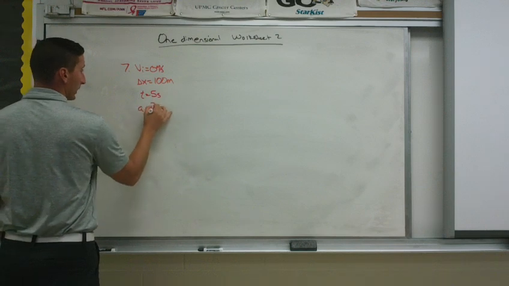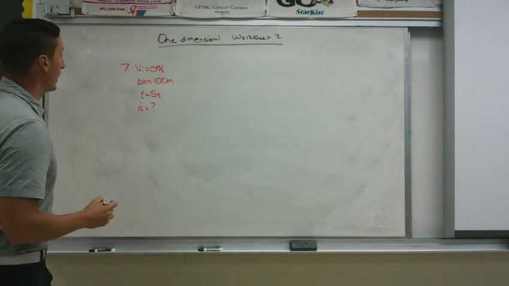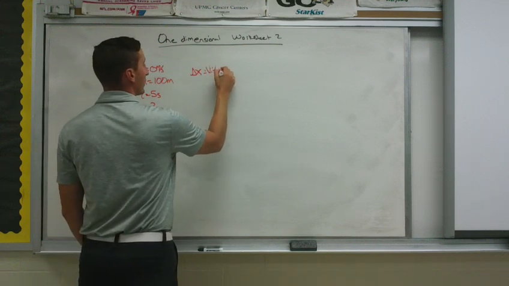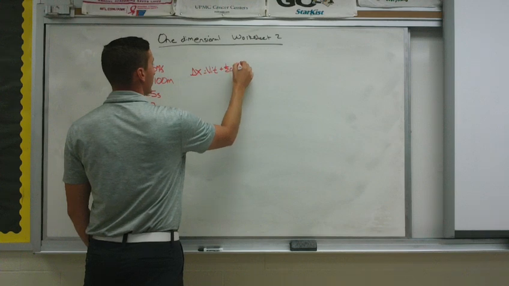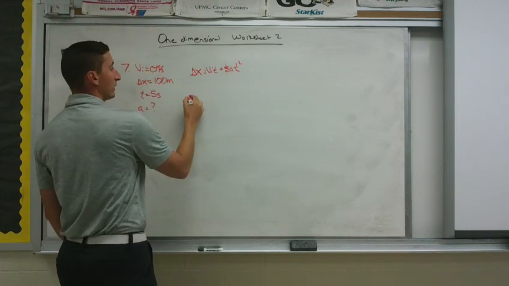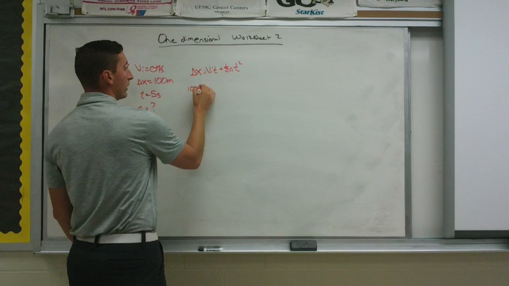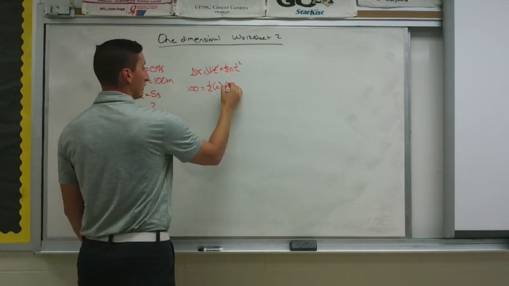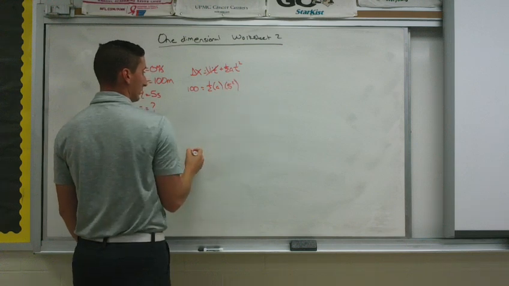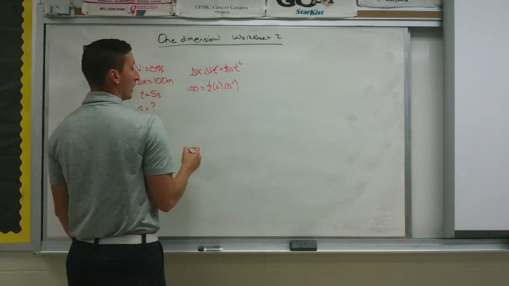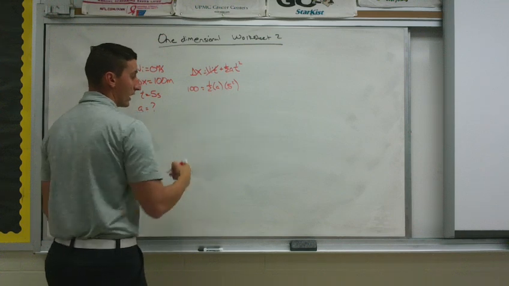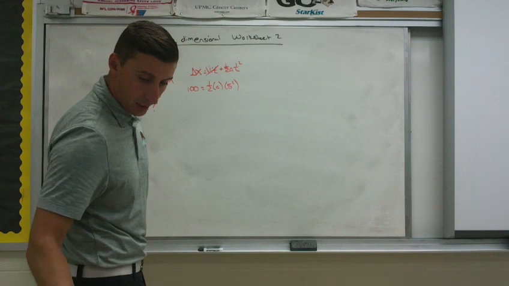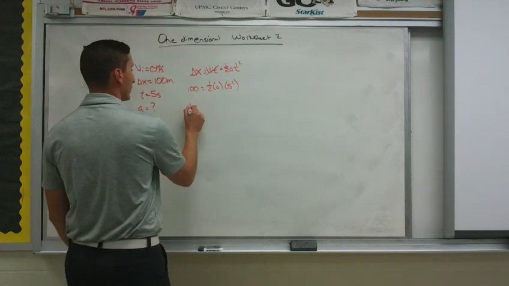What's the acceleration? Look at your equation here. I can do this one. Delta x equals ViT plus 1/2 AT squared. Vi is 0, so that cancels out. I got 100 equals 1/2 A 5 squared. I can just do 25 times 1/2, which is 12.5, so I get 100 equals 12.5 A.